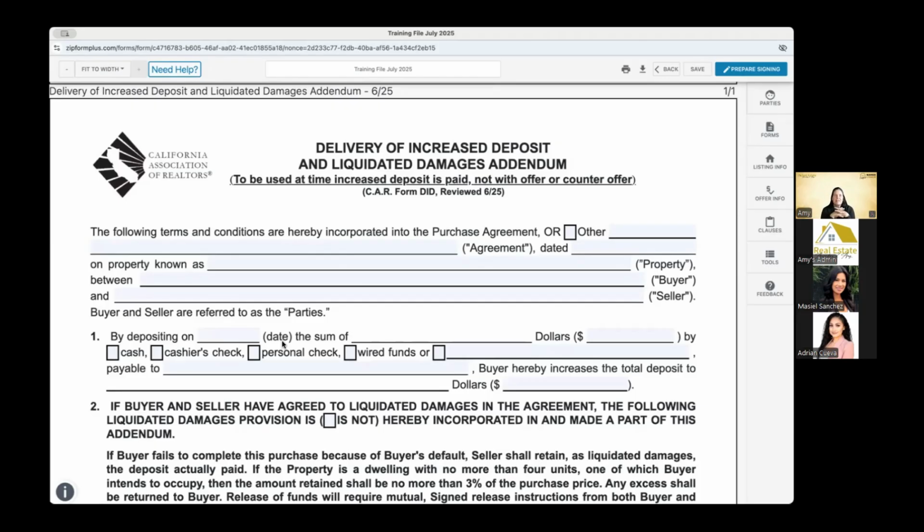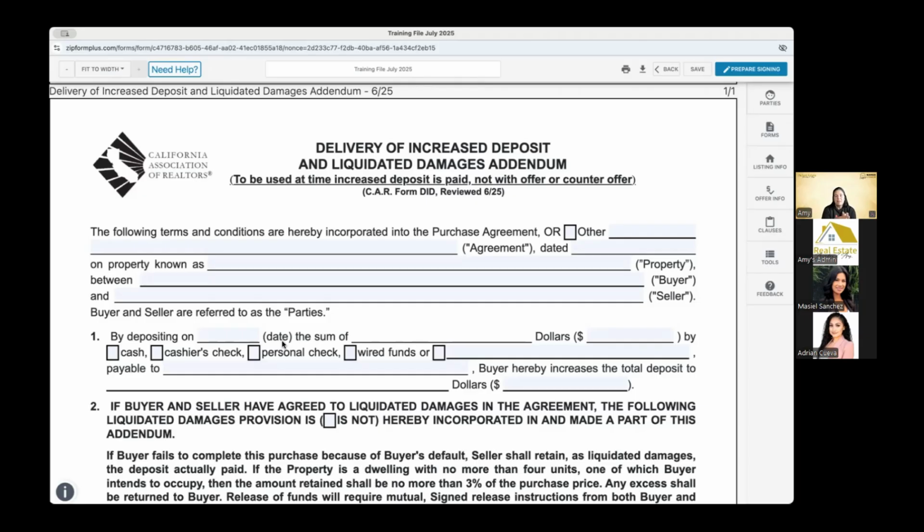Now, keep in mind that if my buyers have an increased deposit, let's say that our initial deposit is 1% of $6,000, right? So if it was a $600,000 purchase price, that 1% is $6,000. And then we have an increased deposit of another percent for a total of 2%. My buyers on day one of that contract, once it's accepted, could put $12,000 into escrow, of which $6,000 is going to count towards the initial deposit.